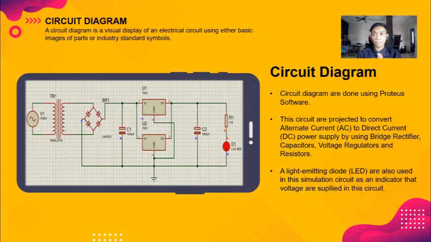So what is a circuit diagram? A circuit diagram is a visual display of an electrical circuit using either basic images of parts or industry standard symbols. For our circuit diagram, we designed our circuit using Proteus software. The circuit is projected to convert alternating current into direct current. So we convert from AC to DC by using a bridge rectifier, capacitor and voltage regulator, and we also include an LED light so we can know that current is flowing in the circuit.